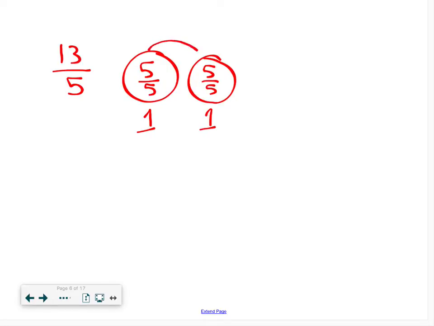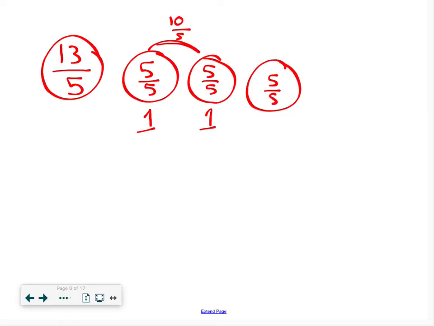And right now, I have 10/5 total taken out, and I'm trying to get to 13/5. So I need to draw another pizza, but I can't take out 5/5 of this because that would be 15/5. If I have 10/5 taken out and I need to get to 13, I know that in this pizza I only need 3/5. Then that shows that I've taken out 13/5 because 5, 10, 11, 12, 13. At the end, as a mixed number, I have 2 whole pizzas and 3/5 of another one left over.